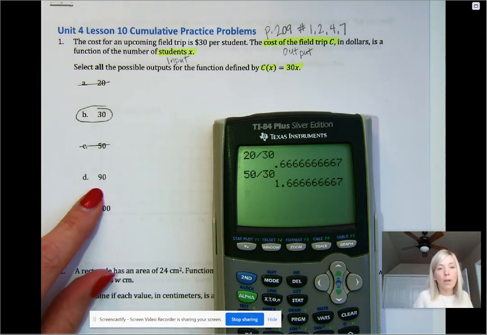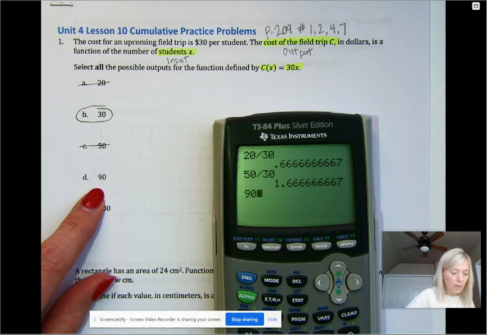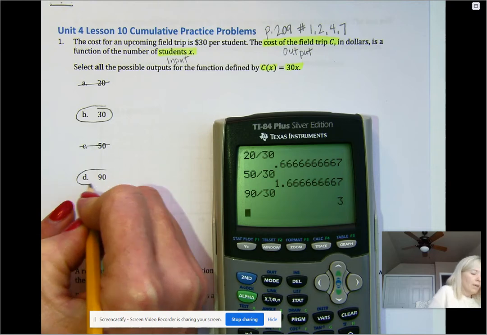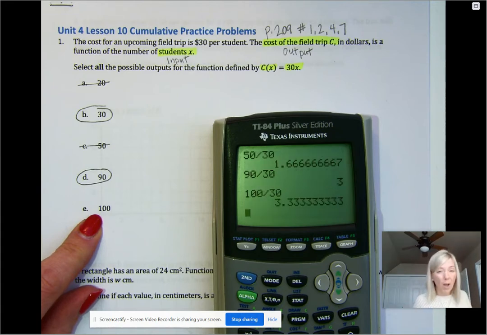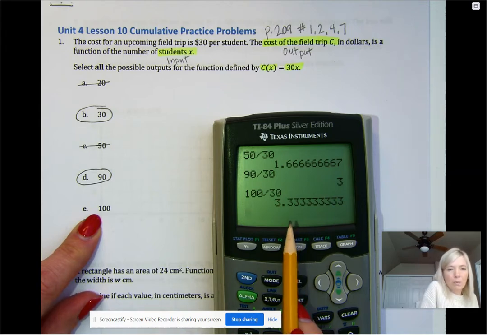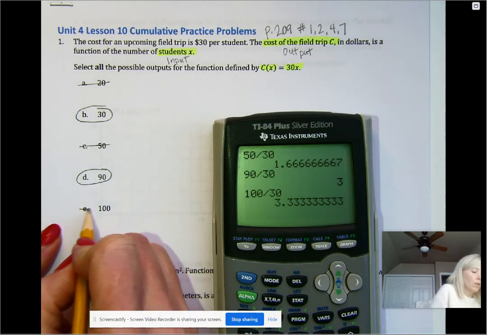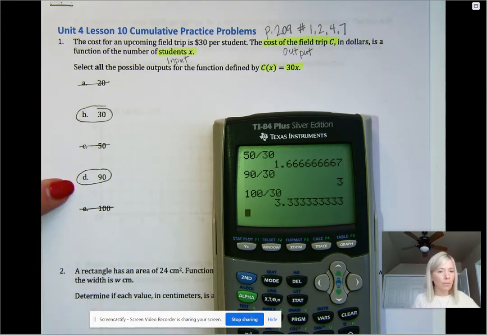And then the next one, how about 90? Well, since 90 divided by 30 is equal to 3, then this could totally happen as long as only 3 students were on the field trip. And then finally, could the cost be 100? Well, 100 divided by 30 is also not a whole number. So again, because the function represents the cost for so many students, then we would have to get a whole number because it represents the number of students. So we're going to cross that one off. So just B and D.